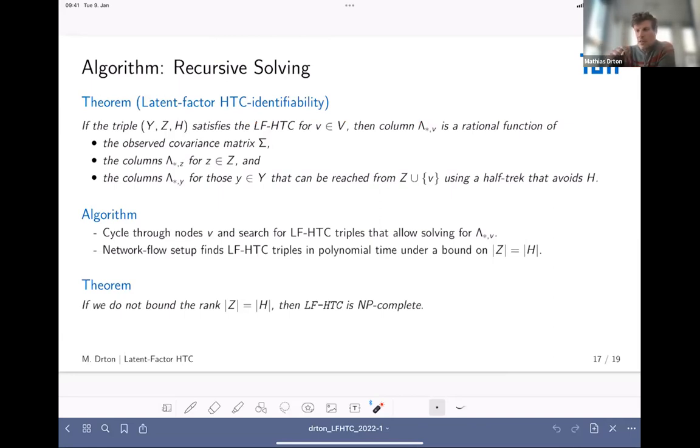Then I can go on and I cycle again. Can I find a situation where the dependence is only on sigma and the column that I already solved for? And in this way, I recurse. And this algorithm I can implement in polynomial time, assuming that the rank that I ever consider is bounded. And we can prove that without a bound on the rank, unfortunately, this is a hard search problem. And so I should stop.